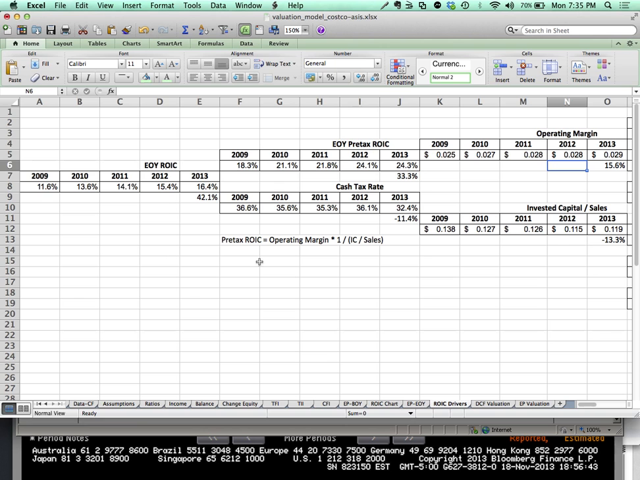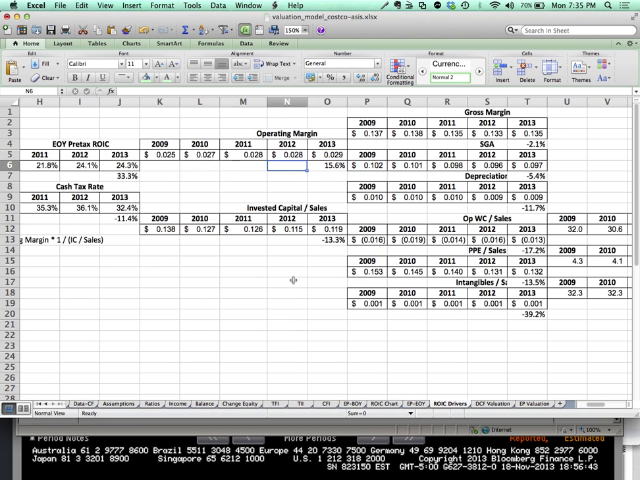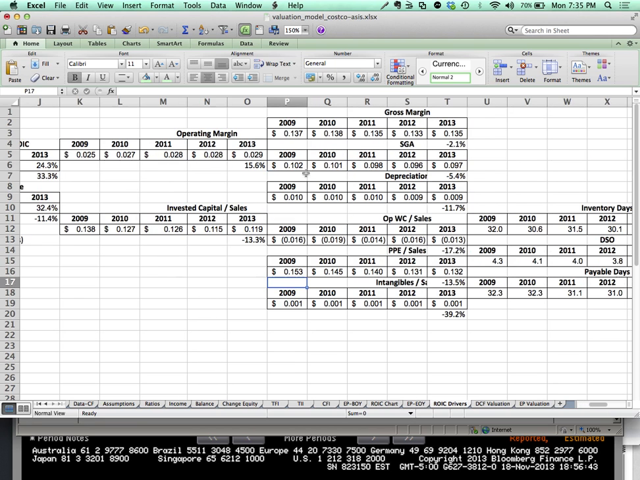Second level of analysis. Scroll to the right. What caused the operating margin to go up? Well, there we go to the income statement. Three items on the income statement led to operating margin, which is operating profit divided by sales. It's our gross margin or gross profit minus our SG&As minus our depreciation. So this minus this equals that operating margin.